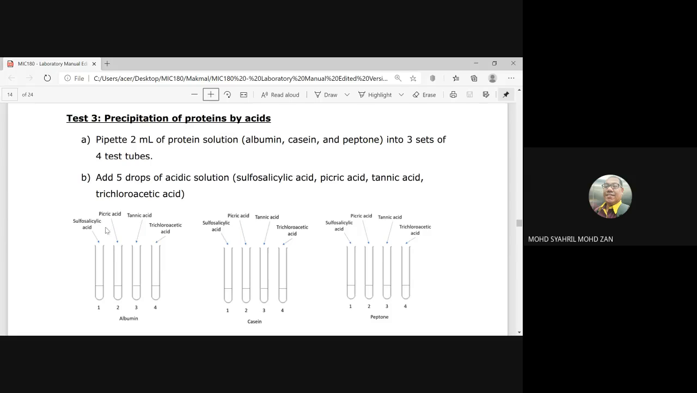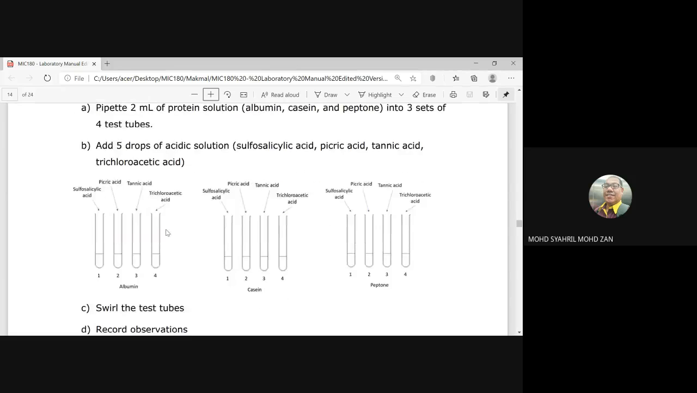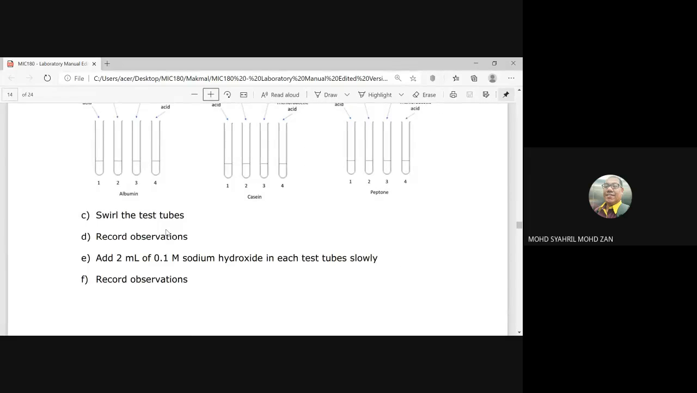So number 1, you just put sulfosalicylic acid. Number 3, you only put tannic acid in each albumin. Another set will be casein, another set will be peptone. Label number 3 for tannic acid only. How many? You put 5 drops of acidic solution in each: 5 drops of sulfosalicylic acid, 5 drops of picric acid, 5 drops of tannic acid, and 5 drops of trichloroacetic acid. Then you swirl your test tube and record the observations.